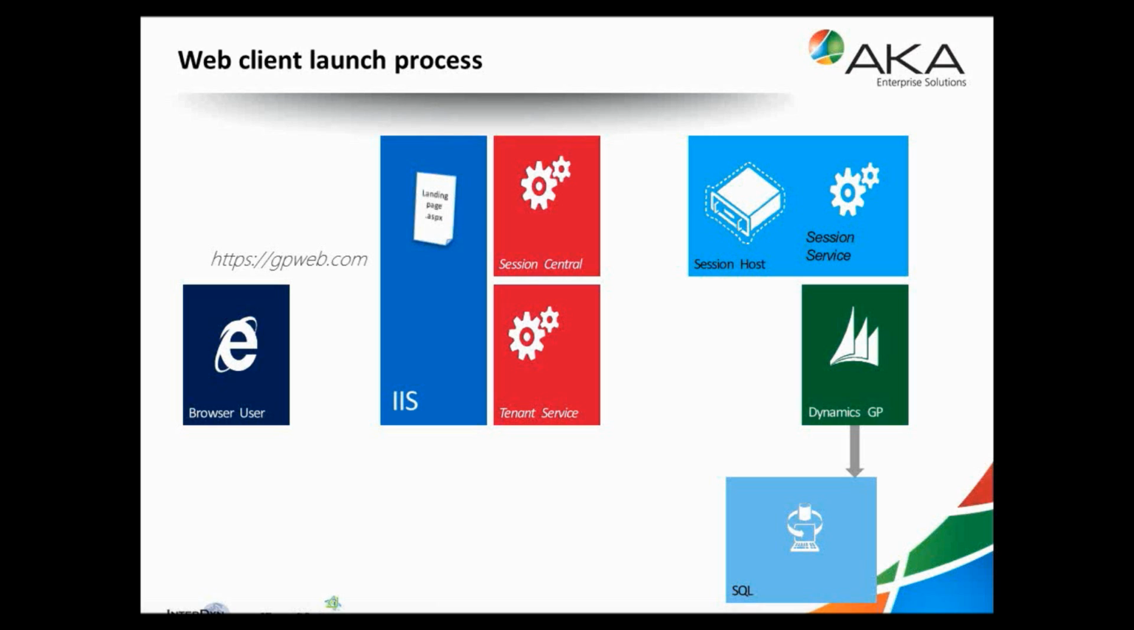A little bit about the architecture: the web client launch process. You're basically using GP inside the browser. The first thing is showing Internet Explorer, or whatever your browser is. It's doing a little bit with IIS, and then there's some software in the background that's controlling the sessions. Then on the server side, you've got the session host, and on that box is GP, and then of course GP is being stored in SQL.